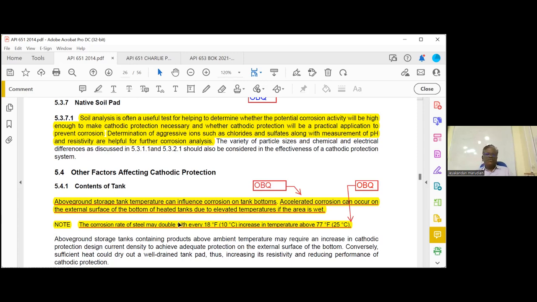That is the next one in open book question. The corrosion rate of steel may double with every 10 degrees centigrade or 18 degrees Fahrenheit increase above 25 degrees centigrade. That is open book question.